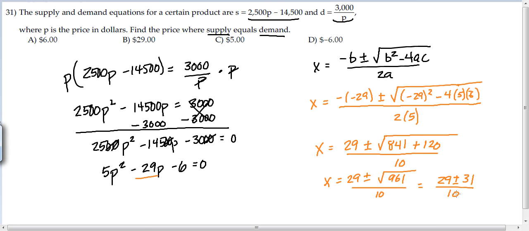Now keep in mind that price can never be a negative number. Alright, so for the 29 and 31, we have to do plus and minus, but the minus is not going to really apply, so we can just get rid of the minus there. So it's just 29 plus 31. That's going to be 60 divided by 10, and then 60 divided by 10 is just 6. And so therefore the price where supply equals demand is $6.